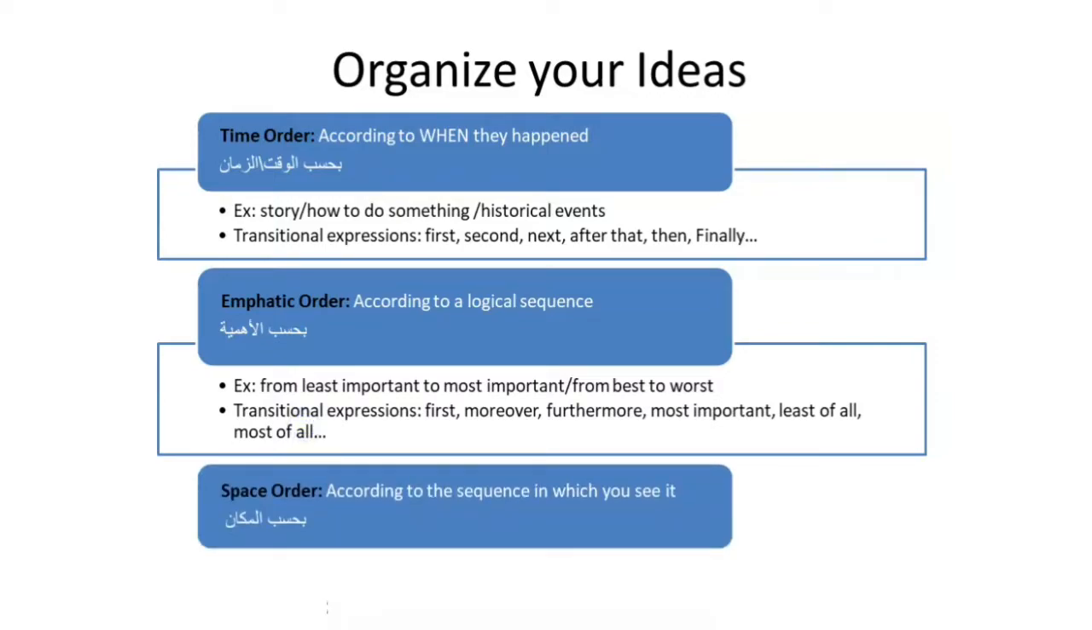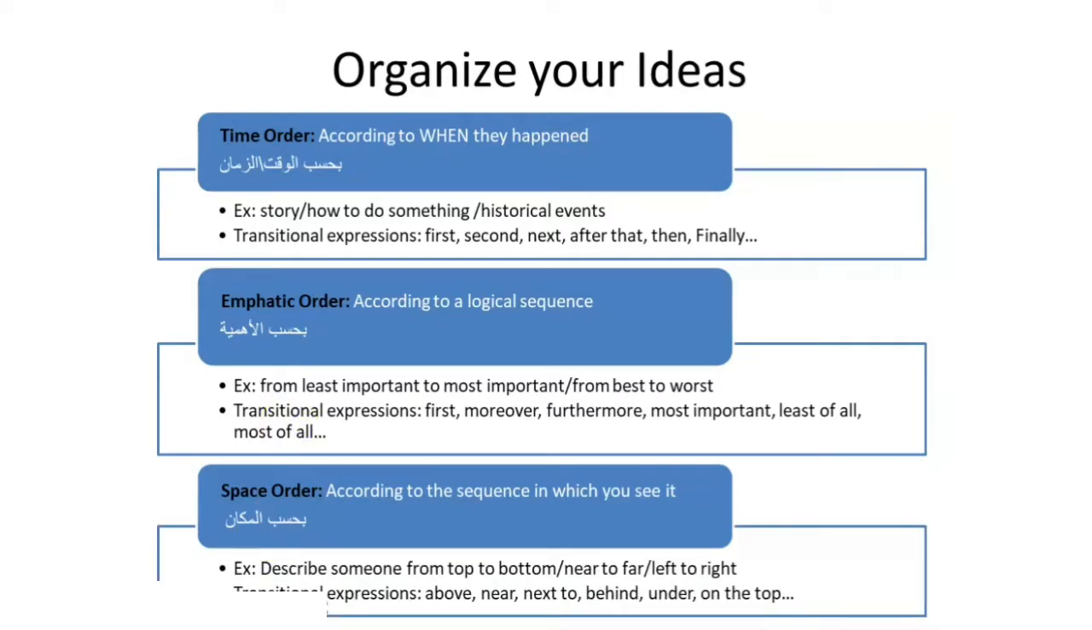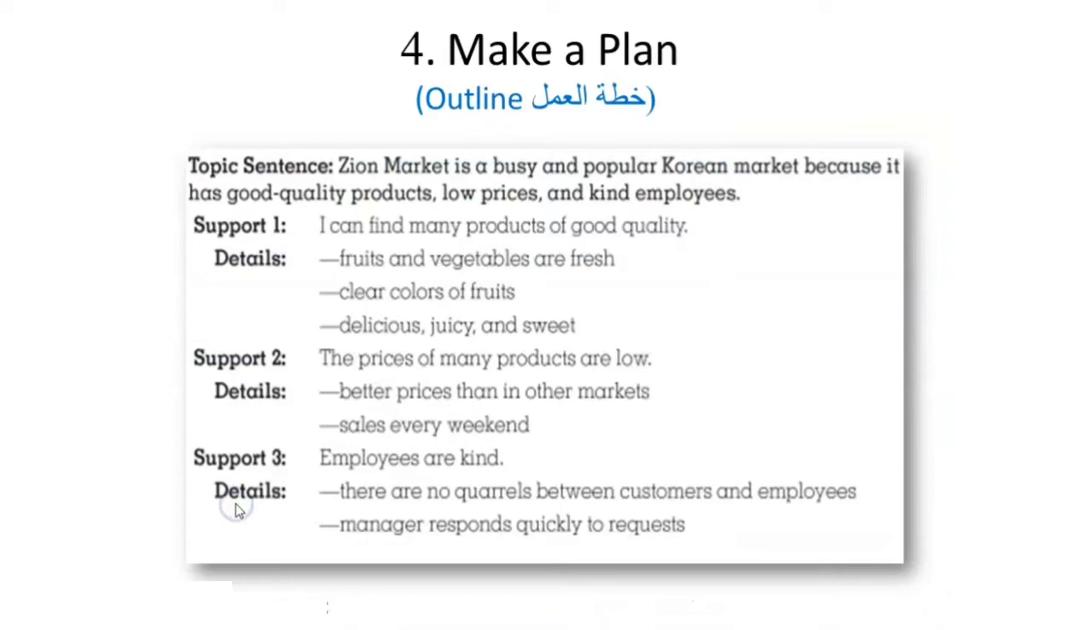Now, the last method is the space order. Space order means you have to describe an image in the sequence in which you see it. يعني, for example, you could describe something from the bottom to the top، من الأعلى إلى الأسفل، or from near to far، من الأقرب إلى الأبعد، or from left to right، يعني من الشمال لليمين، وأكيد بالعكس it is also correct. Now, what are the transitional expressions that you can use? You can use above, near, next to, behind, under and on the top هيدول كلهم expressions بيعنوا you are describing a place or a space.